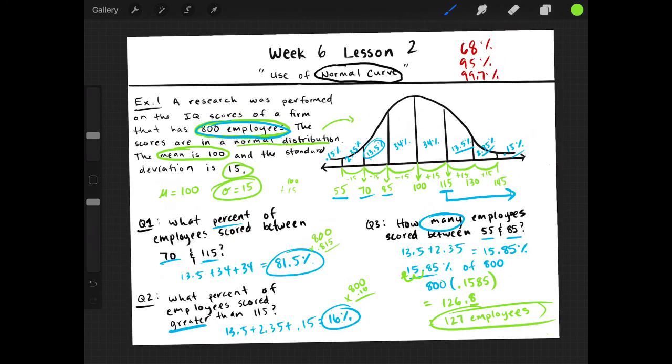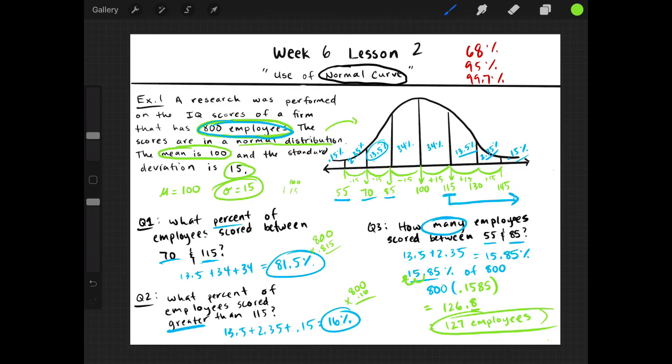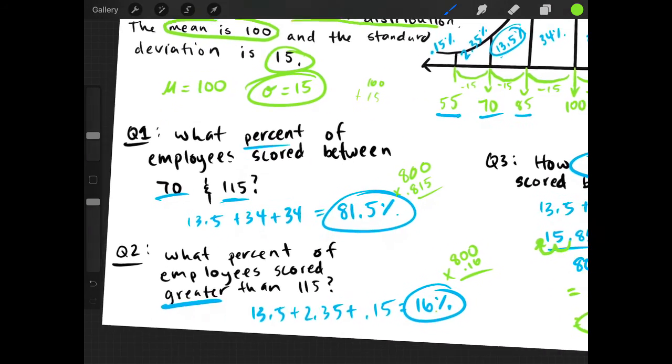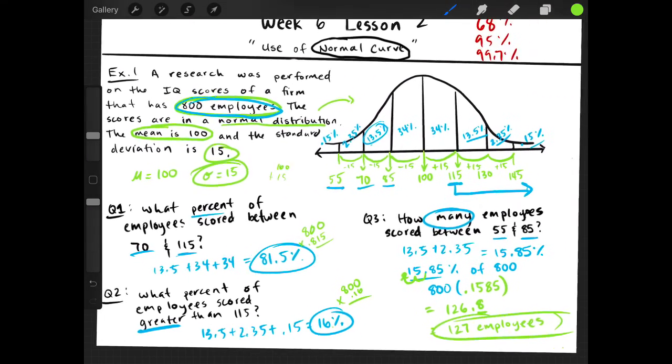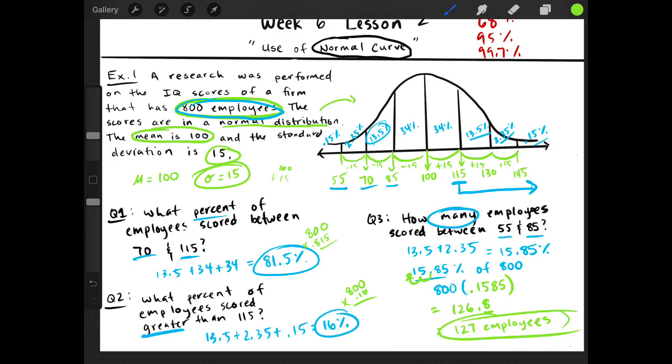So notice, once you fill in the normal curve, the questions actually come pretty easily. Just make sure you're looking at whether you're finding the percent, like we did for questions 1 and 2, or finding how many employees, where you find the percent and then multiply that percentage by the amount of employees. Again, make sure you are able to set up that normal curve.